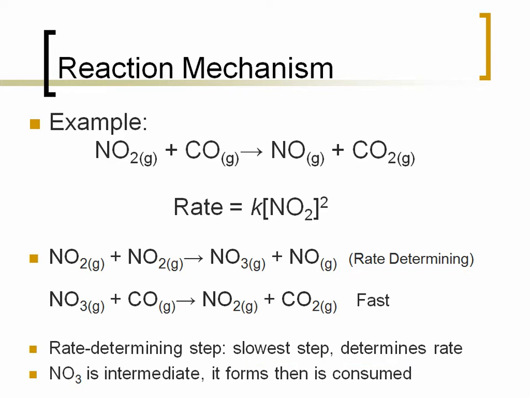Some more very useful information is what we call an intermediate. An intermediate is something that is formed and then consumed, and it never shows up in the overall chemical equation. In this example, NO3 is what we call an intermediate. It gets produced in the first step, where it is a product. But in the second step, it gets consumed.